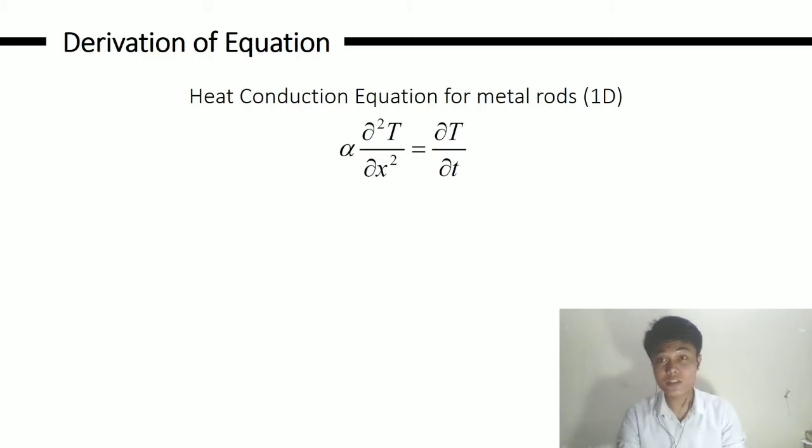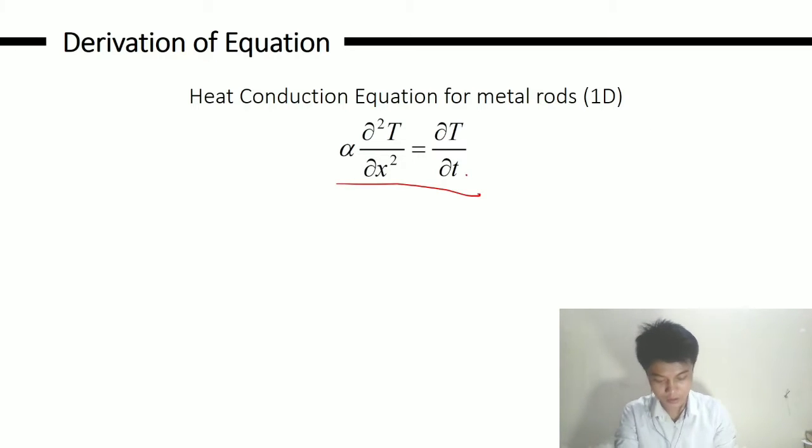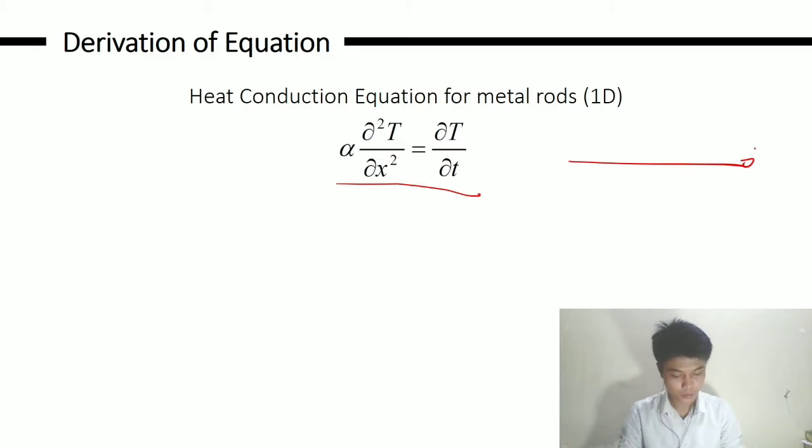So first things first, we must derive our equation. So, ito yung original equation natin. This is the heat conduction equation for metal rods. This is only one directional. So, it means we're only finding the temperatures in the x-axis. In one axis only, specifically the x-axis.